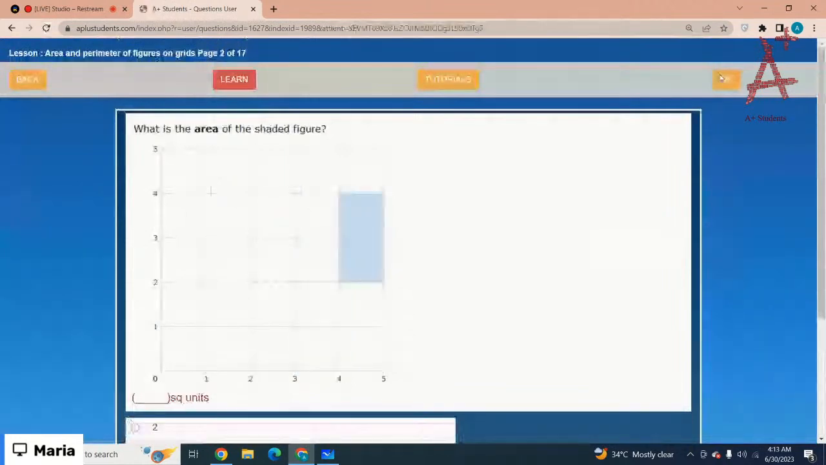Okay, what is the area of the shaded region? So which is the correct option? No one is answering. Why? They are very easy. Still, you are not answering. What is the area of the shaded figure? 2. The area of the shaded figure is 2.